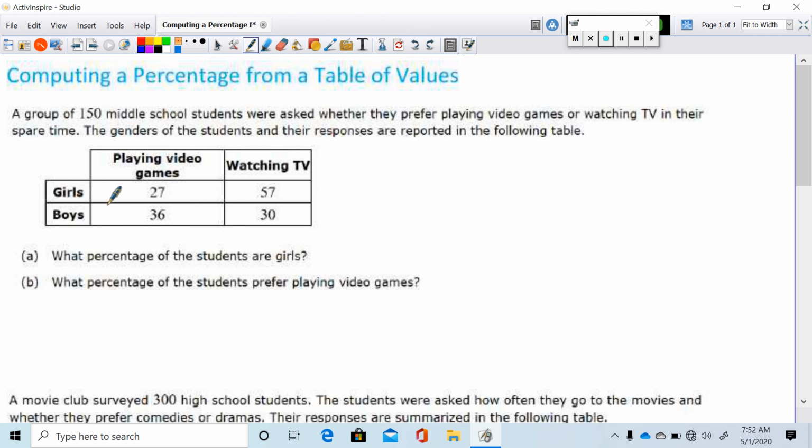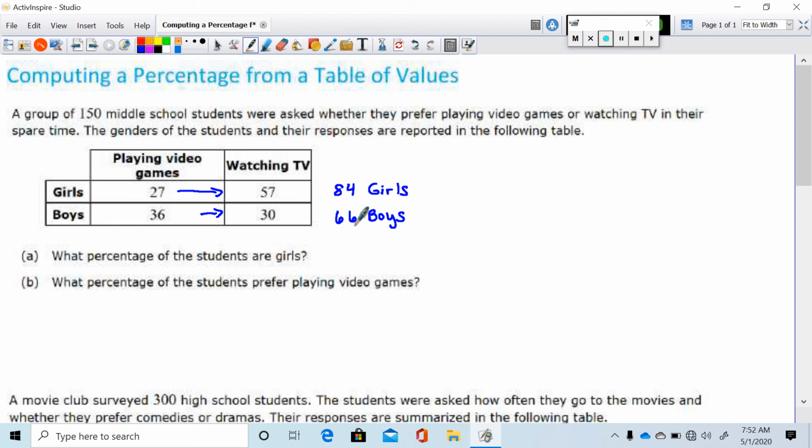Okay, so the first thing you want to do is find out how many total for each section. So if you do the girls, if you go straight across, you add those together. 27 plus 57 is 84 girls. And then for the boys, go straight across. I do my entire table before I start actually working out the problem. So 36 plus 30 is 66 boys.